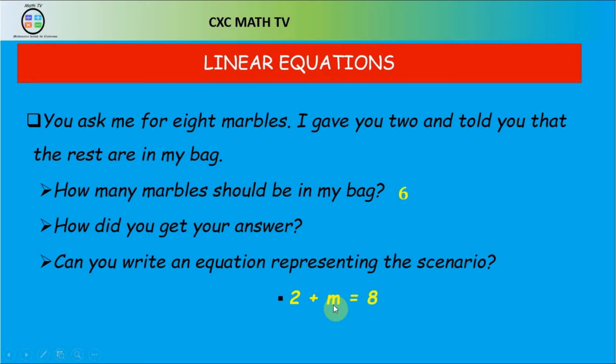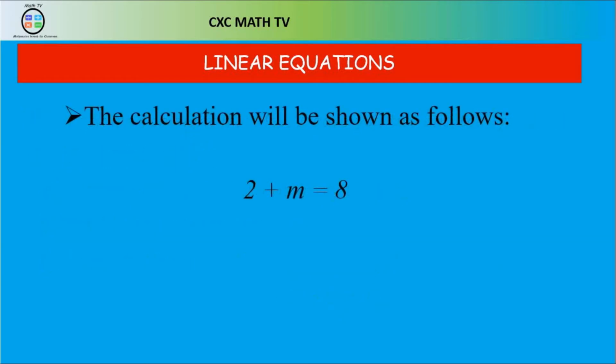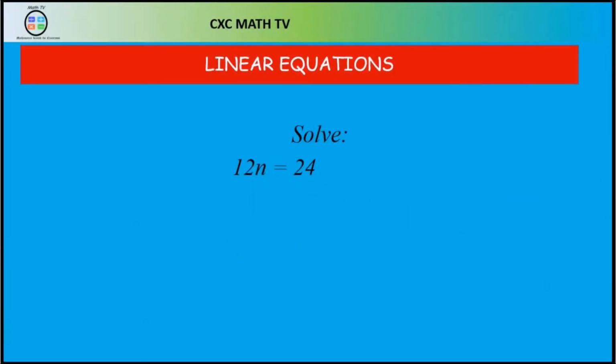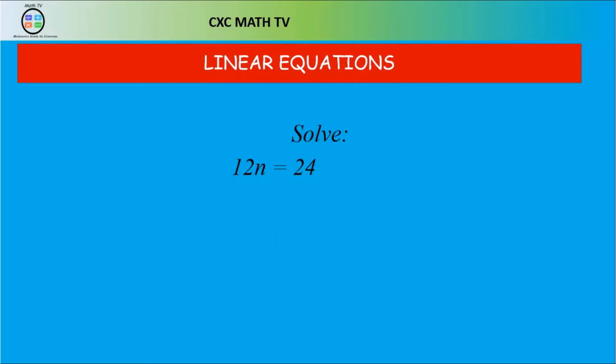So notice we could have represented that statement by an equation. Nice. So the calculation done, and so we get our 6. And so consider this linear equation. If I told you 12 times n is 24, what is n? Without a doubt, many of you might just jump straight to the 2. But I want you to look at the process that we did to get to 2.